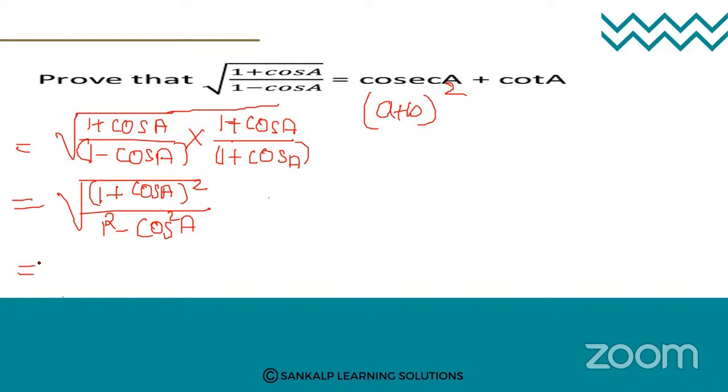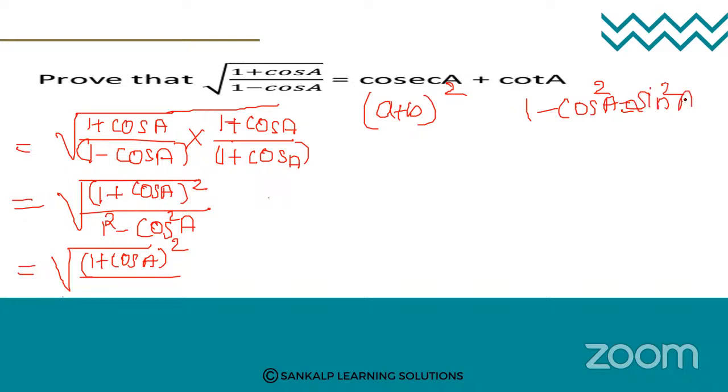Now, 1 plus cos square A, write as it is, or (1 plus cos A) whole square, divided by 1 square, which is 1 only, minus cos square A. So remember the identity. 1 minus cos square A is sin square A. 1 minus cos square A ಅಂತಂದ್ರೆ ಏನಾಗುತ್ತೆ? That is sin square A. So I will write 1 minus cos square A as sin square A. ಇಲ್ಲಿ ನಮಗೆ identity use ಆಗುತ್ತೆ.